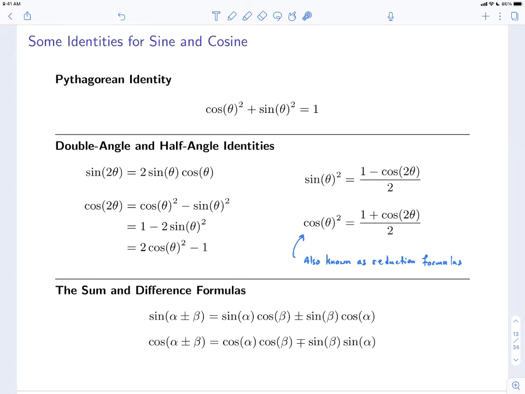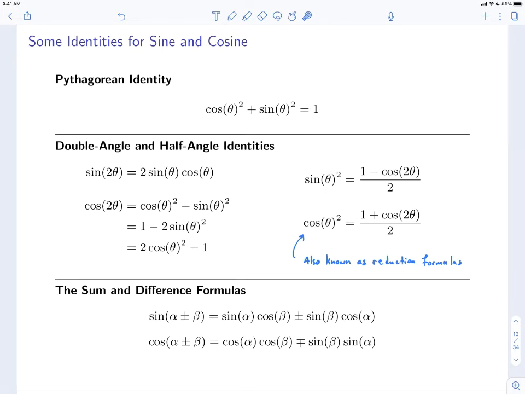You can also think of it as a half or a double angle identity depending on your point of view, because this angle, theta, is half of this angle, or alternatively, this angle is double this angle. We also have the sum and difference formulas, and in fact, these double angle and half angle formulas really come from the sum and difference formulas.